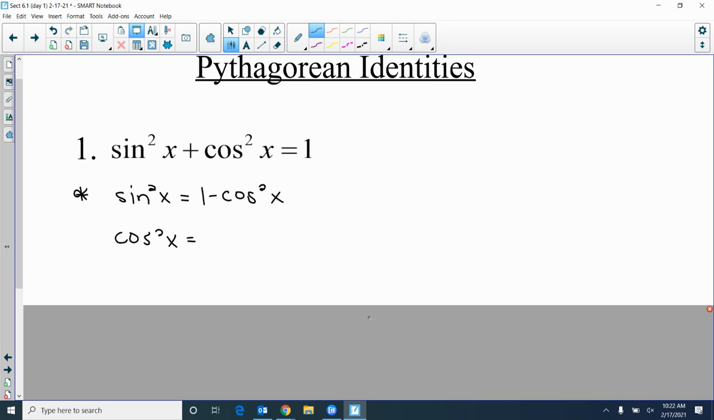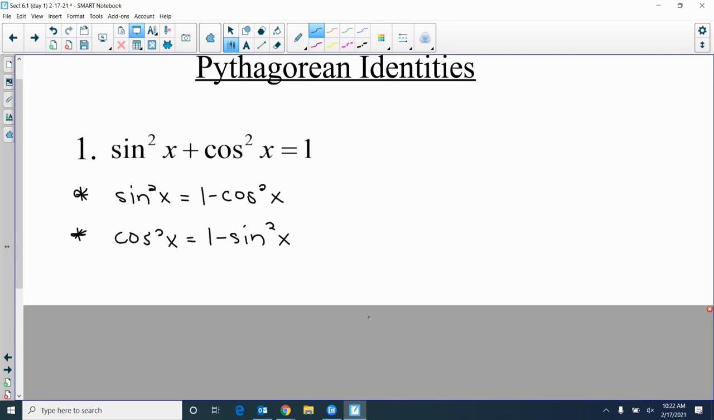And what's cosine squared x going to equal? It's going to equal 1 minus sine squared. So starting at the top, 1 minus sine squared. Okay, so from sine squared plus cosine squared equals 1, we get these other two facts.